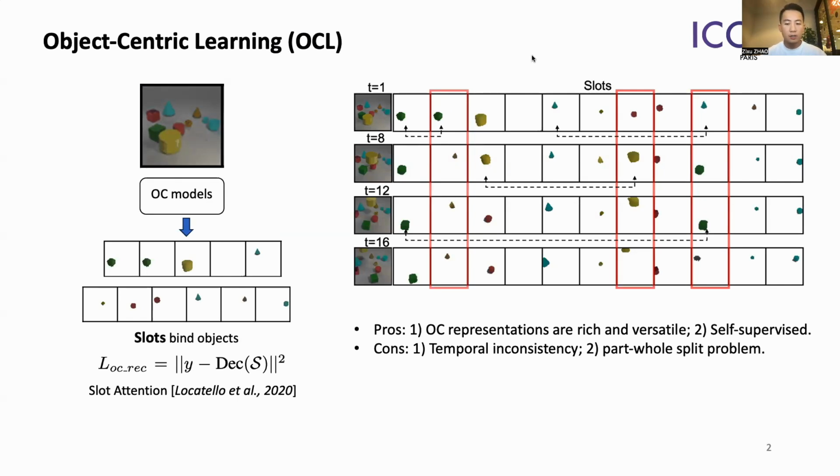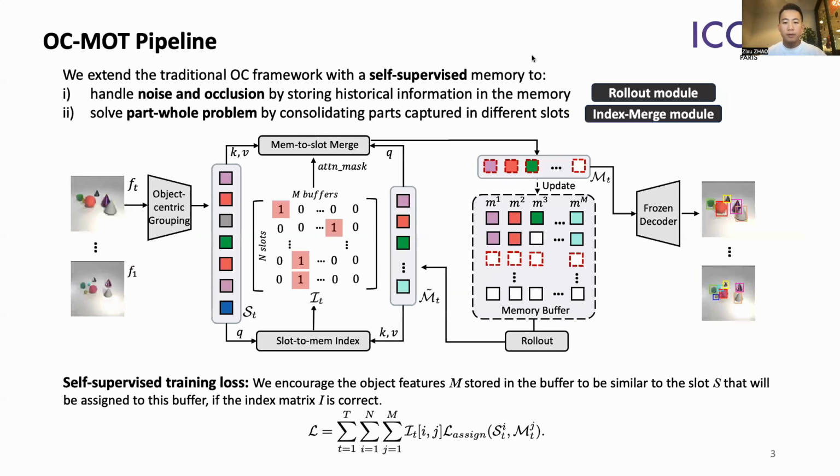tracking without additional supervision. We propose an OCMOT framework, and it extends the traditional object-centric model with a self-supervised memory. Our design focuses on two key issues: track objects as a whole and track objects consistently over time. For this, we store historic information in the memory to fight against noise and occlusion. This helps improve temporal consistency via a memory rollout module. Besides, we consolidate slots into memory buffers with an index merge module, which helps to solve the pothole problem.